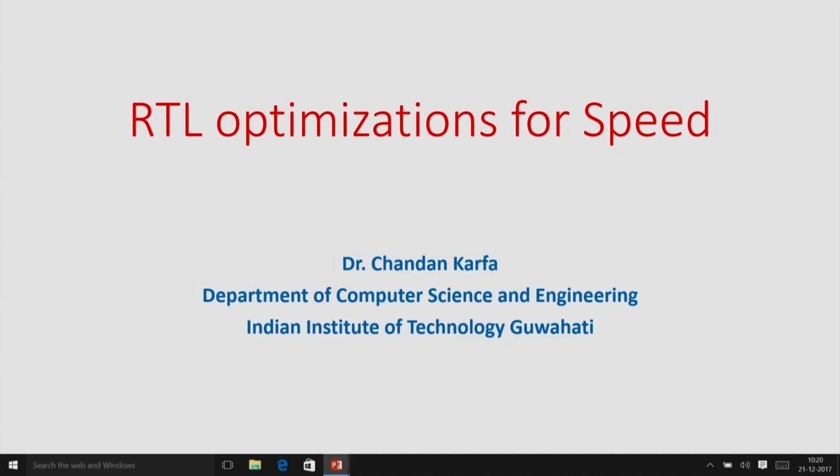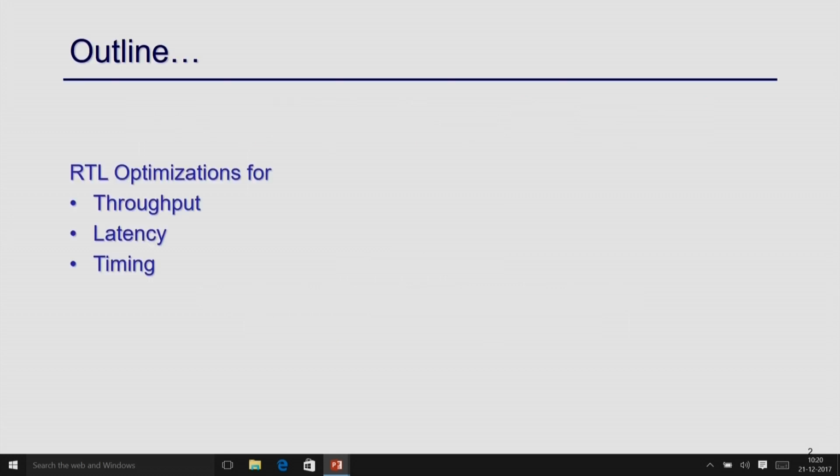Today the topic of our discussion is RTL optimizations for speed. As I mentioned, we are going to discuss several RTL optimizations today, and when you are talking about the speed of a design, three parameters come into the picture: throughput, latency, and timing. Speed is characterized by one of these three terms, and we are going to talk about the optimizations that target all three.